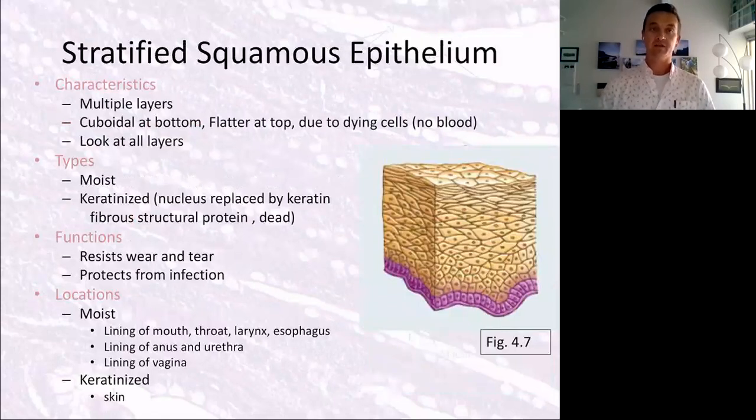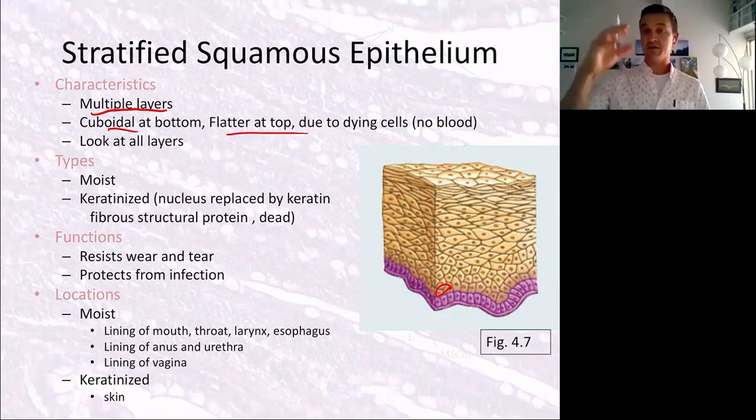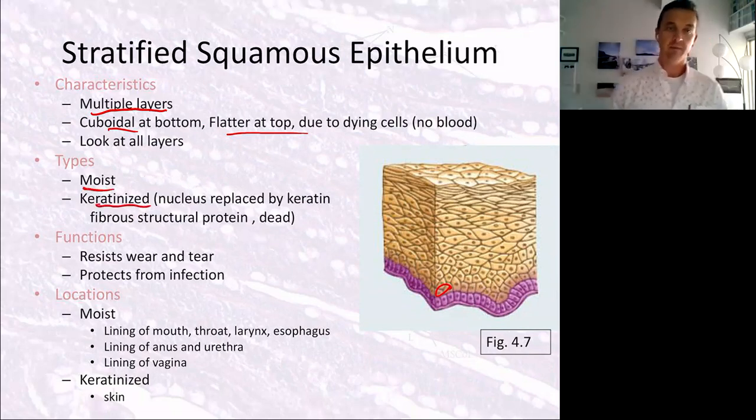Next one is called stratified squamous epithelium. The characteristics are that they definitely have multiple layers. They look a little bit more cuboidal at the bottom, and then they get flatter as they go to the top, because as those skin cells go to the top, all of their organelles are removed and they're just replaced with a protein called keratin. There's really two different types: the moist type of this tissue, and then the keratinized tissue. The functions of this are really just for resisting wear and tear and protecting against foreign invaders.